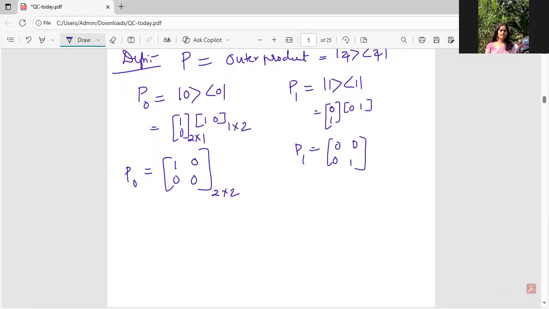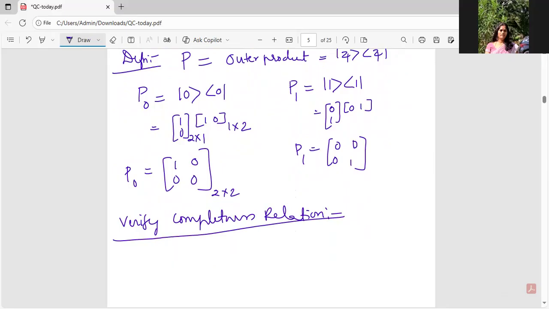Now there's something called verify completeness relation. What is completeness relation? Completeness relation is nothing but the sum of all P i should give me an identity matrix.